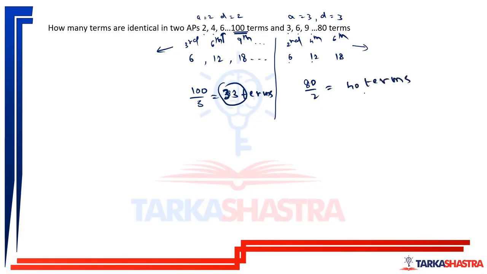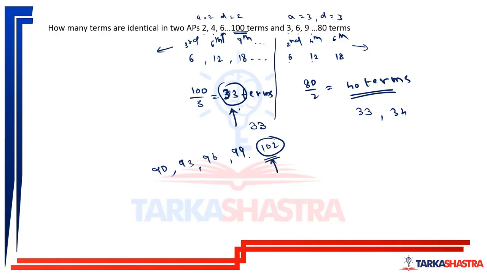Right? Now, which is the smaller number? 33 terms. Yes or no? Now, here 33 terms and here 33 terms will be common. Now, the 34th common term here will be the 102nd term, because up to 99 we already got the common terms here. Right? 96, every multiple of 3 is common, no? 93, 90. And then the 102nd term. The 102nd term is not there at all here. We are stopping at 100 terms. So this term is not available.